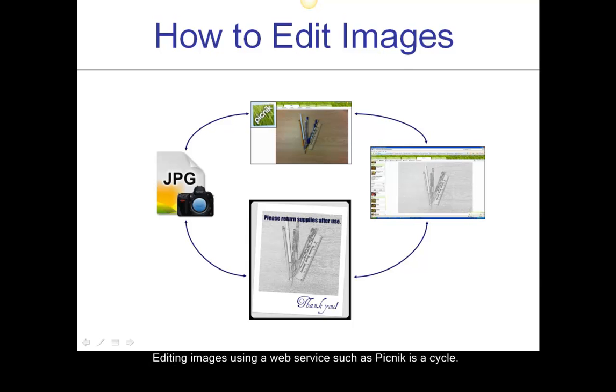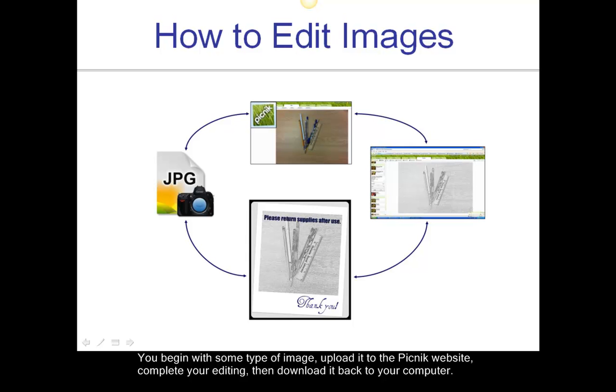Editing images using a web service such as Picnic is a cycle. You begin with some type of image, upload it to the Picnic website, complete your editing, and then download it back to your computer. Save the finished image with a new file name, so you have both the original and the edited version to use.